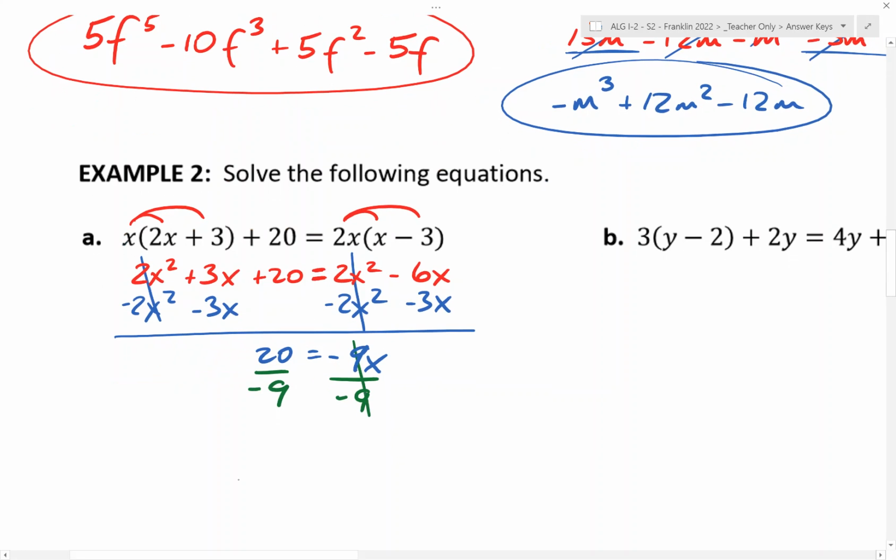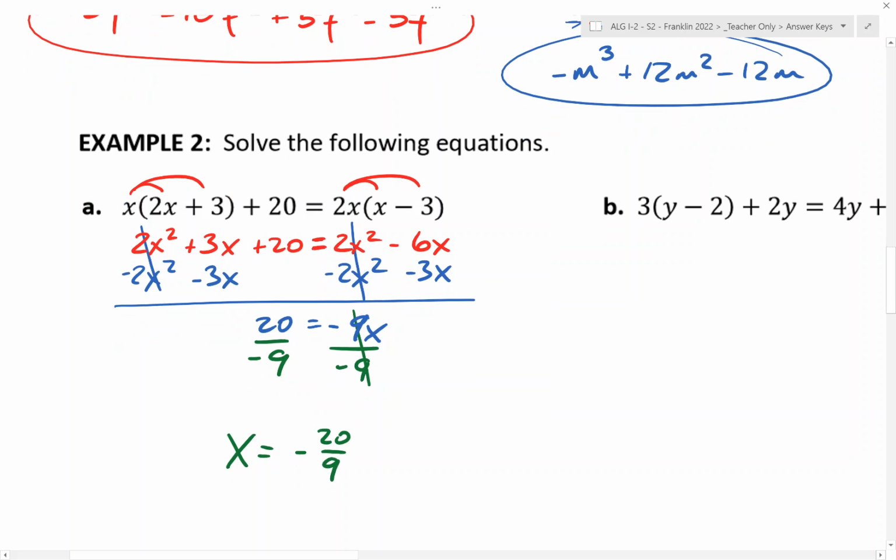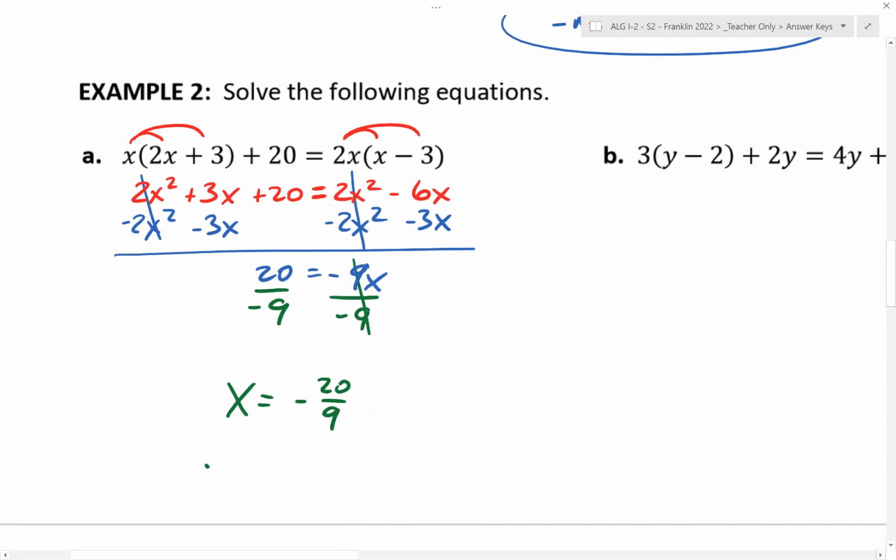which will give us a fraction. That's okay. So x is going to equal negative 20 over 9 here, which I'm fine with. But if you don't like improper fractions, you could go ahead and say negative 2 and 2/9. All right, 9 goes into 20 two times with 2 left over. Or it's like negative 2.2 repeating, if you like that better.